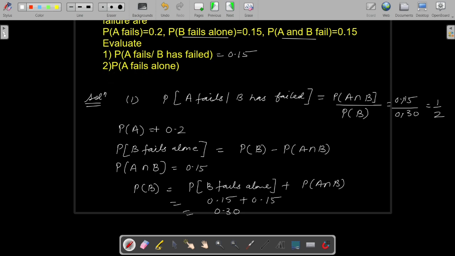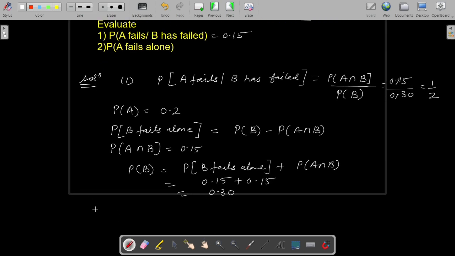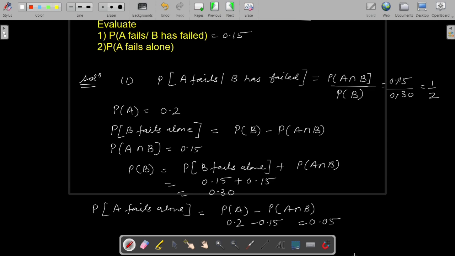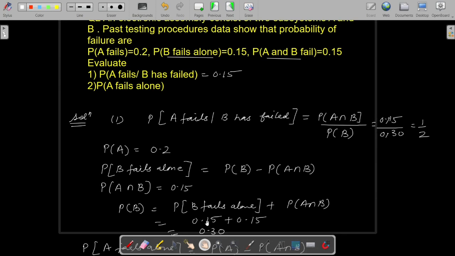And now question is probability A fails alone. So what is the formula for A fails alone or only A? A fails alone is probability of A minus probability of A intersection B. Probability of A is 0.2 minus 0.15, which is 0.05. So this probability is equal to 0.05.